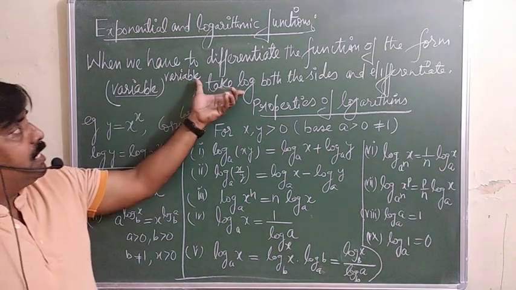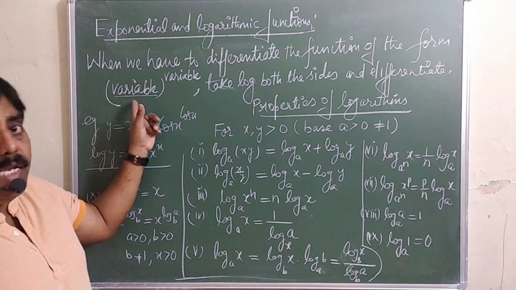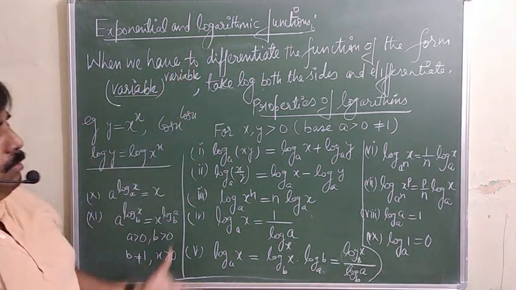So we will take the log only if your function is given in this form, means the exponent of the variable is a variable, then you are supposed to take the log of both the side. Now have a look.